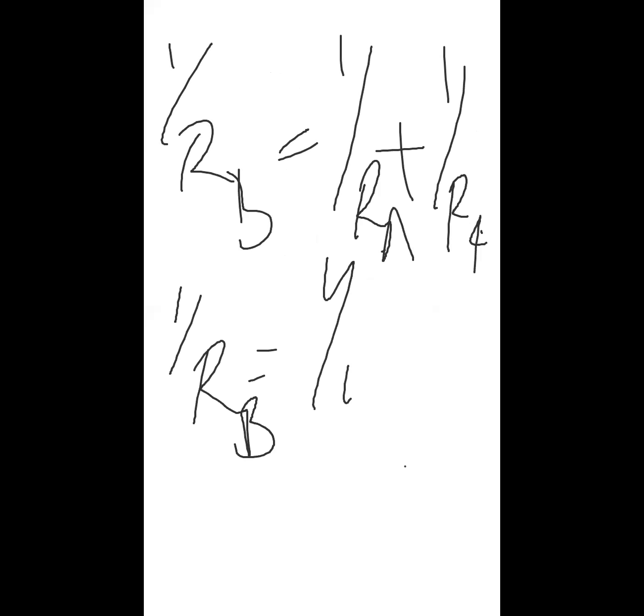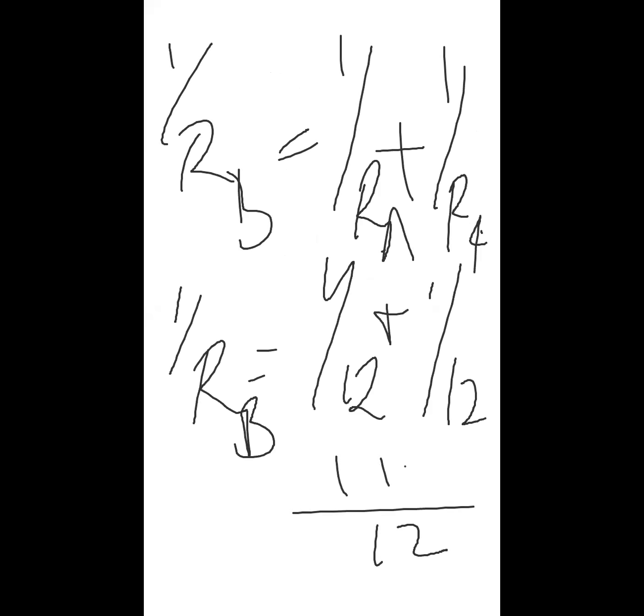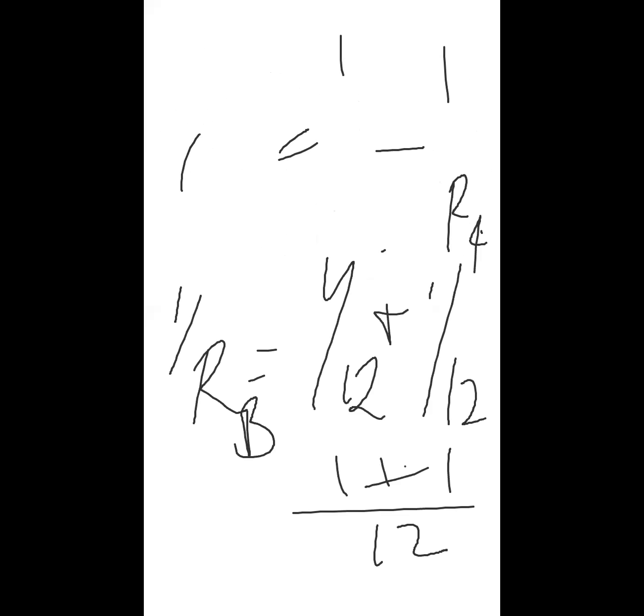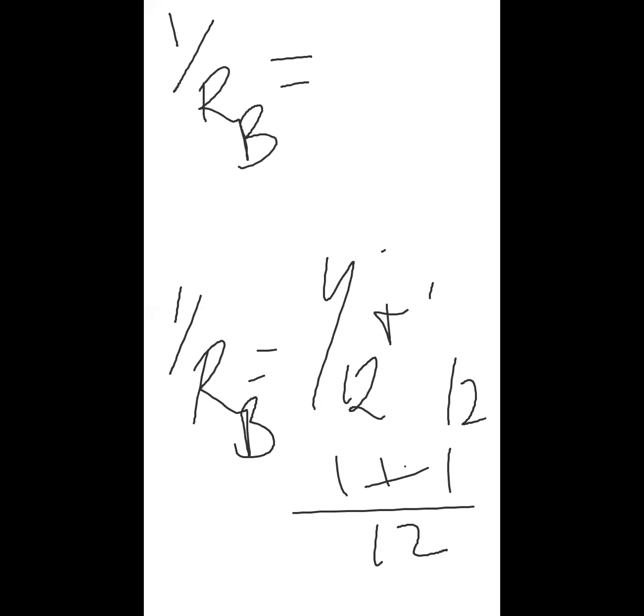1 over 12 plus 1 over 12. When we find the LCM, we have 12, 1 plus 1. So 1 over RB is equal to 2 over 12, which is equal to 1 over 6. Then RB, our resistor RB, is 6 ohms.